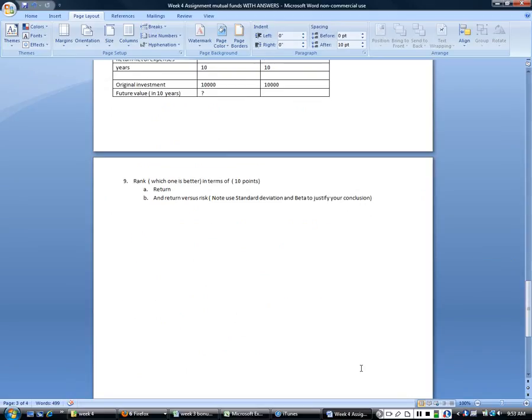So again, this is what we just talked about in number 9. Which fund is better? The fund on the left has a better return, and especially comparing it to the risk, which is the standard deviation and the beta, it has done better. So Fund A, the fund on the left, would be a better fund, at least looking at the historical data.